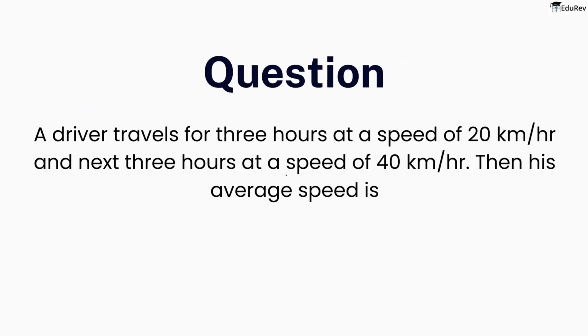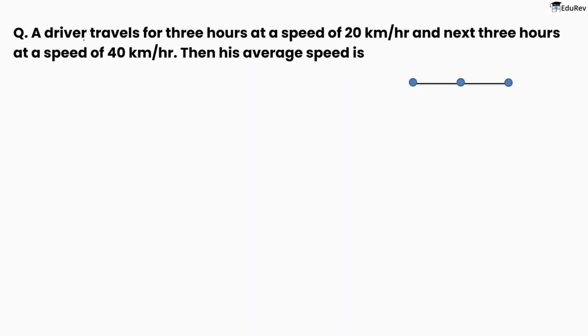Let's see another question on average speed. Question. A driver travels for 3 hours at a speed of 20 kilometers per hour and the next 3 hours at a speed of 40 kilometers per hour. Then his average speed is?